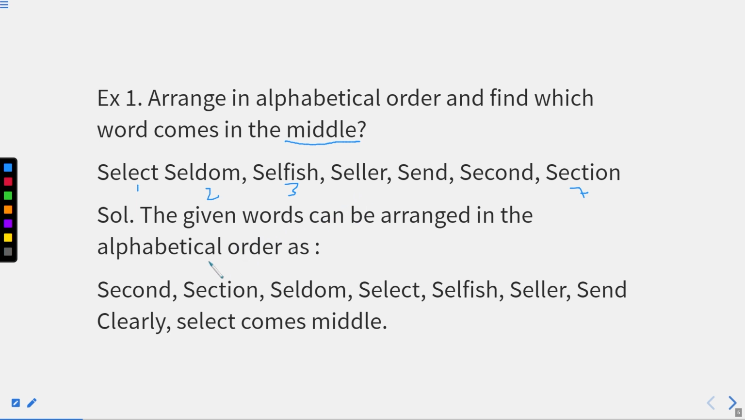Accordingly, if we start arranging them in sequential order, the first word that will appear is see, the second word is going to be section, the third word is going to be seldom, and the fourth word is going to be select, the fifth word is going to be selfish, then seller, then send. So it is clearly indicated that with the first three words on one side and the last three words on the other, the remaining word at the center is select. So this is going to be your answer.